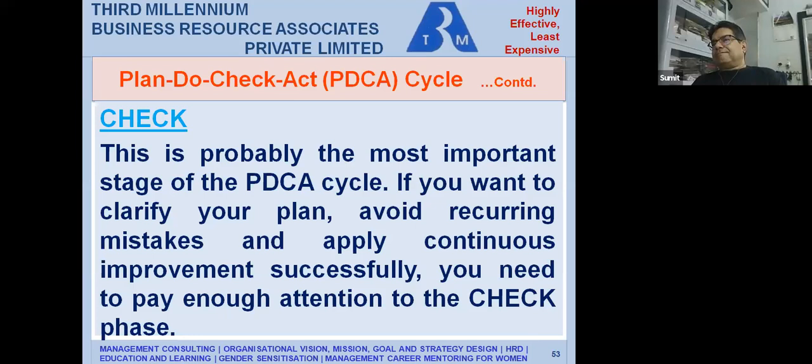Right? So this is the third step. If you read the second sentence, if you want to clarify your plan, it should become more and more clear to everybody, and it should give you the good returns that you are expecting. Avoid recurring mistakes. And mistakes will be caught only when you check. So you have planned, you have now implemented, which is the do part of it, and now you are checking. So whatever was done in the previous cycle, if the same mistake is getting repeated here, there is a problem somewhere.